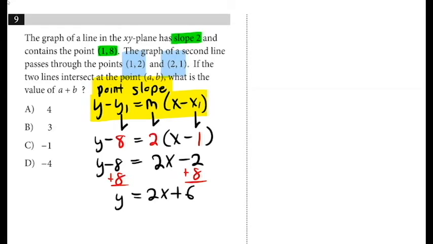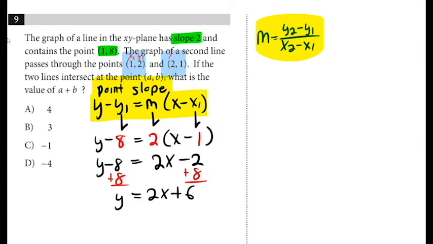Now for the second line, the one that goes through the points (1, 2) and (2, 1), we're given a point and a slope. We have the slope because if I'm giving you 2 points, I'm giving you the slope. And we definitely have a point because we actually have 2 points, so we have more than what we need in that sense.